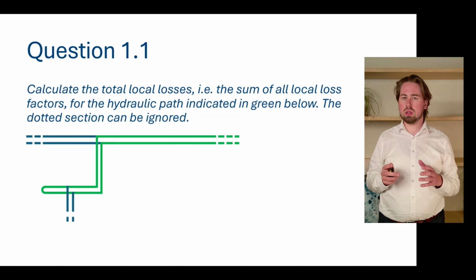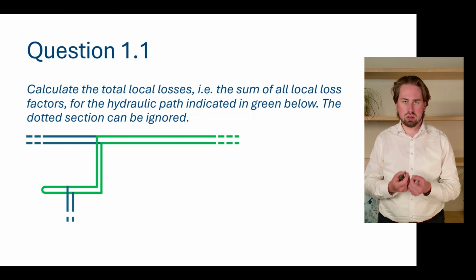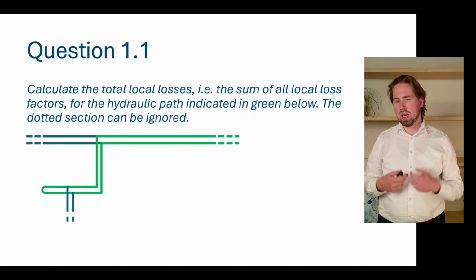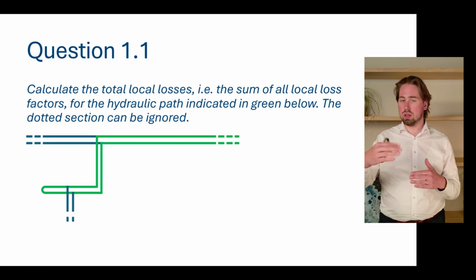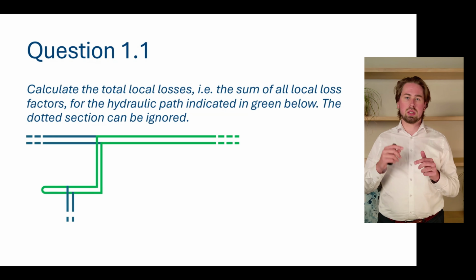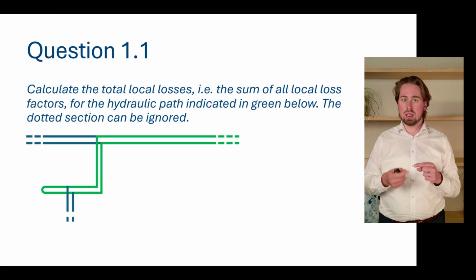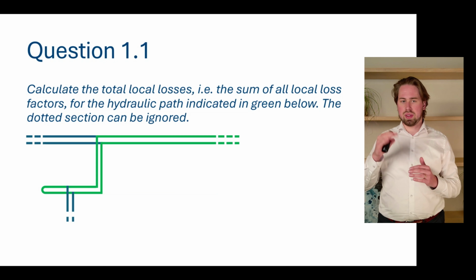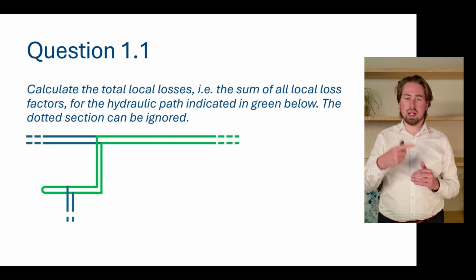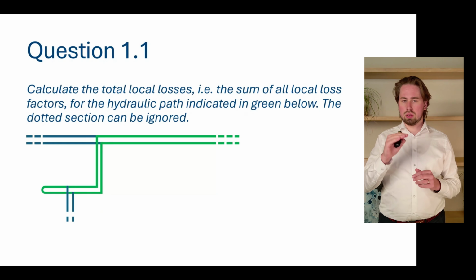And our first question was actually about these local losses and this local loss factor you use to model that. And what we said is, well, if you want to account for all the local losses in a certain hydraulic path, what you do is you follow the route of your fluid and you simply count everything you encounter. So in this example here, let's start with our green hydraulic path. Let's start at the top line. We go to the left.